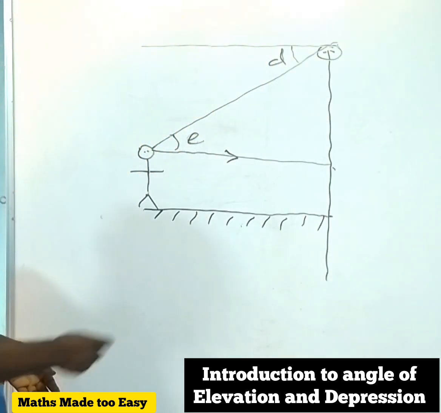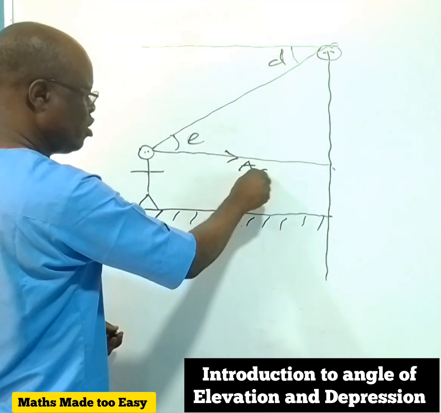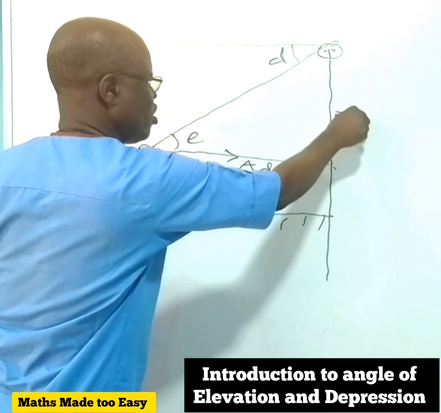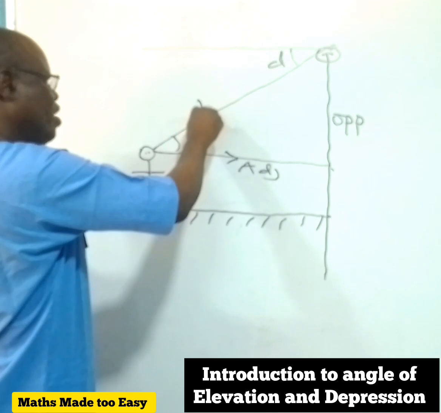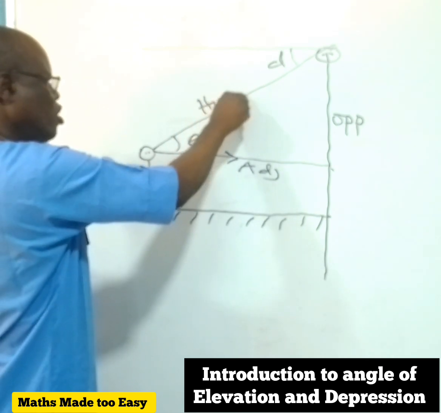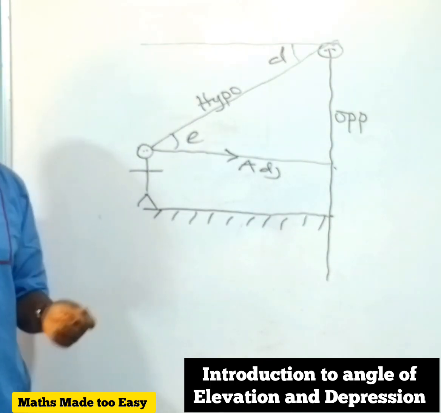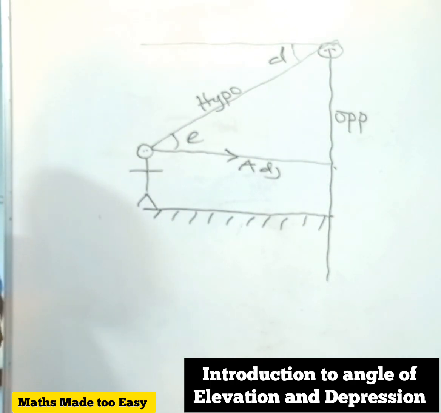So from here, we see that this line is our adjacent. This vertical line is our opposite. And this longest line is our hypotenuse. So with this, you can now begin to answer any question on angle of elevation and depression.